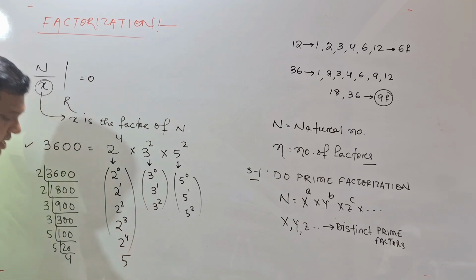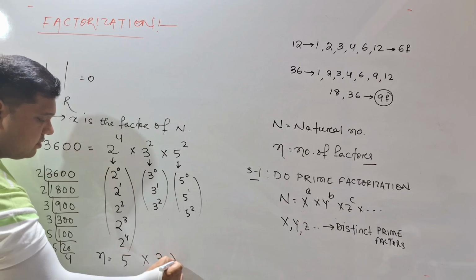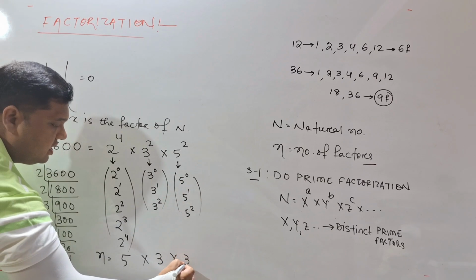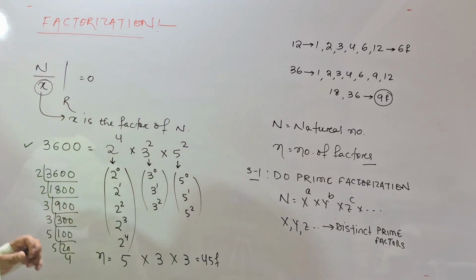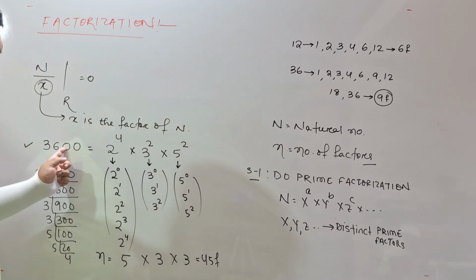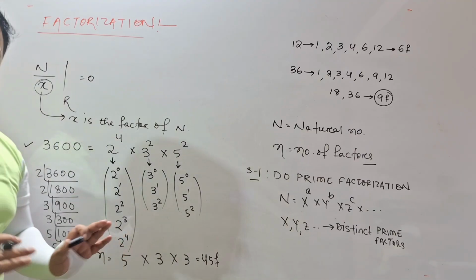Now if you count, in the first bracket there are 5 elements. In the second bracket there are 3 elements. And in the third bracket there are 3 elements. So what is the total number of factors here? The total is 45. So for 3600, 45 such factors are there. Understood now how I find it?